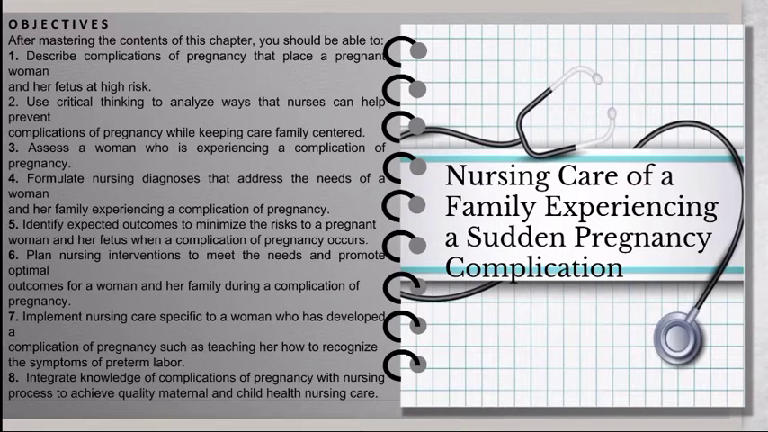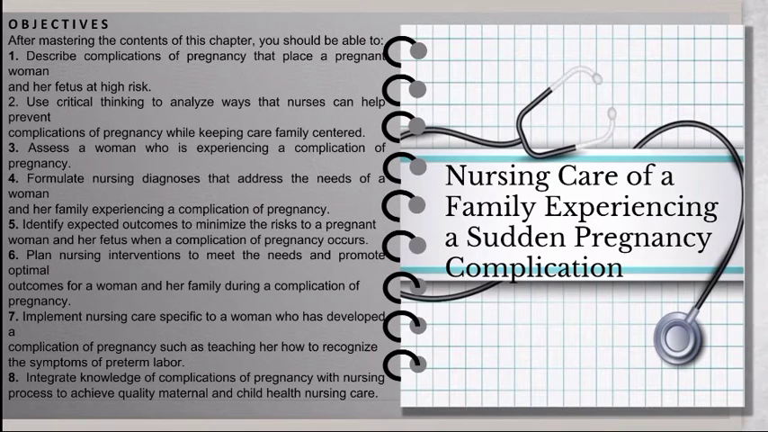So now let's discuss the nursing care of a family experiencing a sudden pregnancy complication. The objectives for this are: first, to describe the complications of pregnancy that place a pregnant woman and their fetus at high risk. The second is to use critical thinking to analyze ways that nurses can help prevent complications of pregnancy while keeping care family centered.